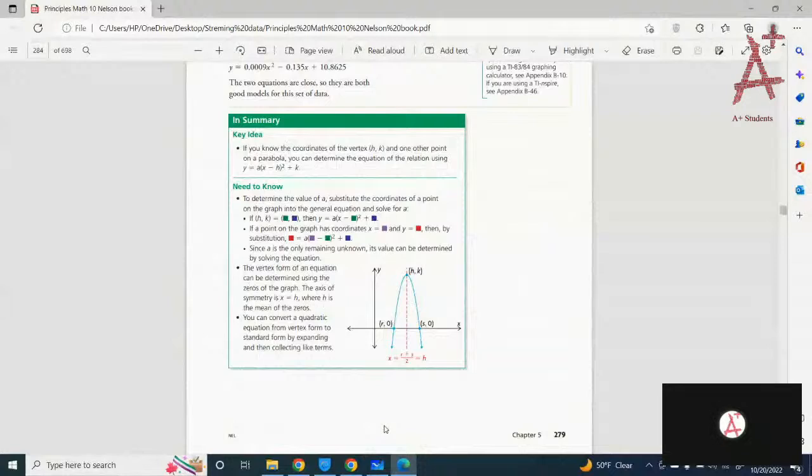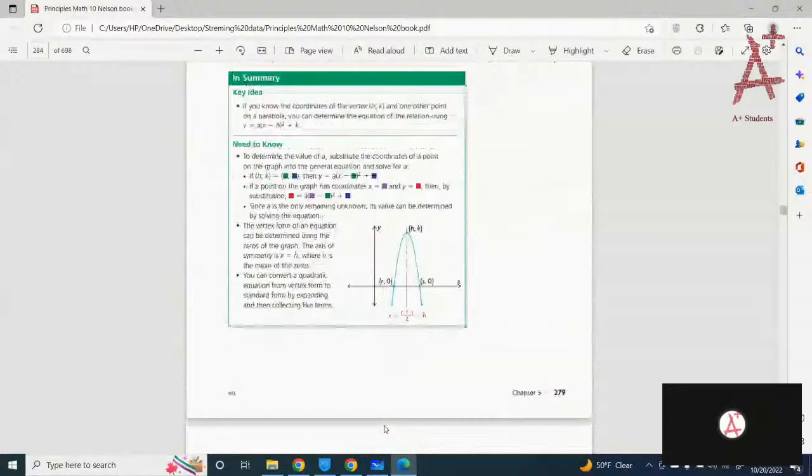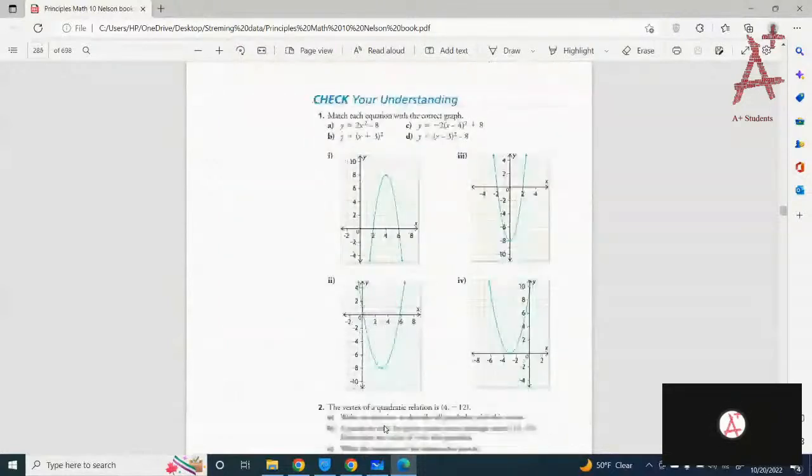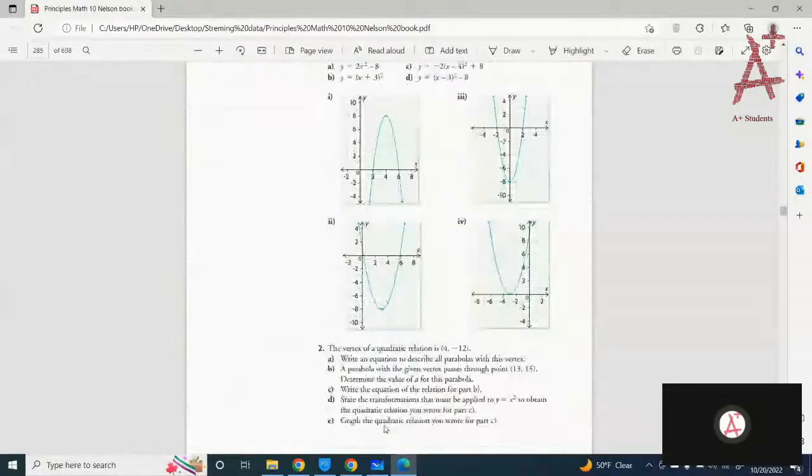To determine the value of a, substitute the coordinates of a point on the graph into the general equation and solve for a. You can use any point from the graph. If a point on the graph has coordinates x and y, then by substituting x and y in the equation, you can find the value of a. Got it? Let's do examples then. For the first one, you have to match the graph. Okay, let's do question number 2.